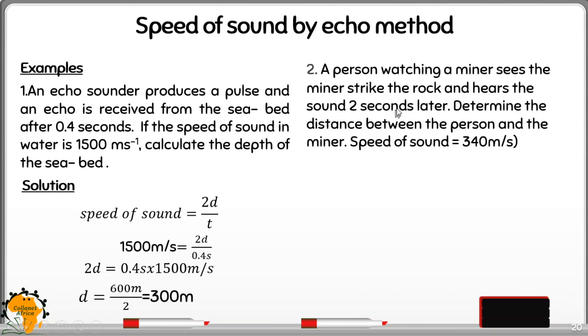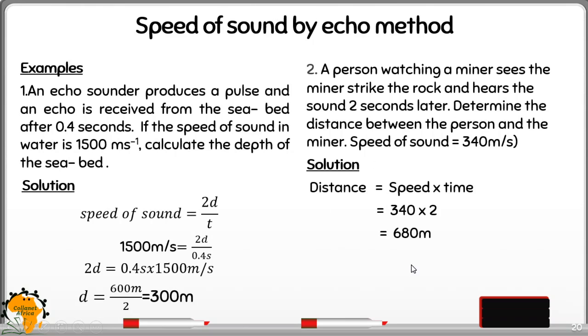Another example. A person watching a miner sees the miner strike the rock and hears the sound 2 seconds later. Determine the distance between the person and the miner, and you're given the speed of sound as 340 meters per second. Now, we have this. Distance is equal to speed times time. This one is just direct. You substitute the speed, which is 340, and the time is 2 seconds. So you get that the distance is 680 meters.